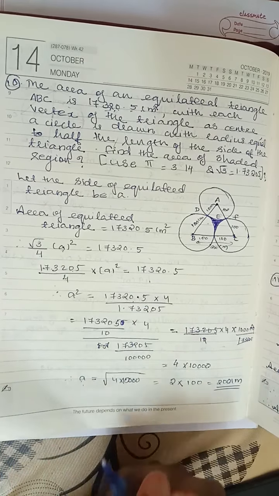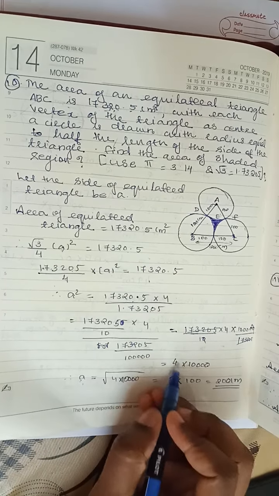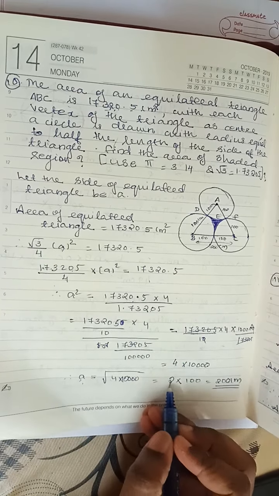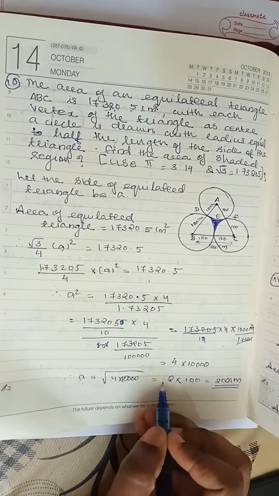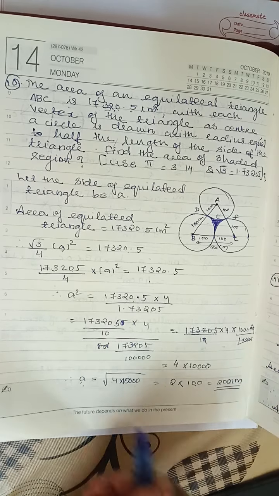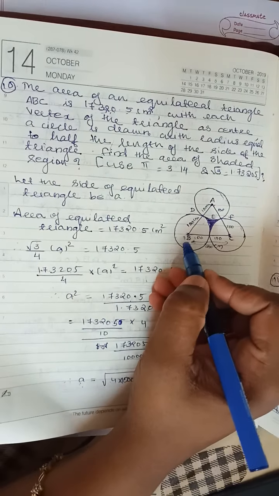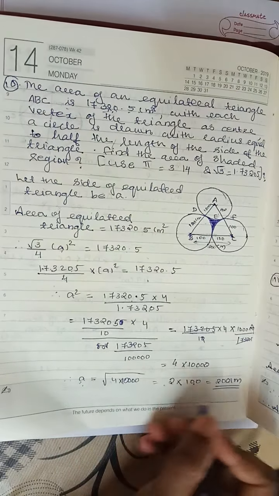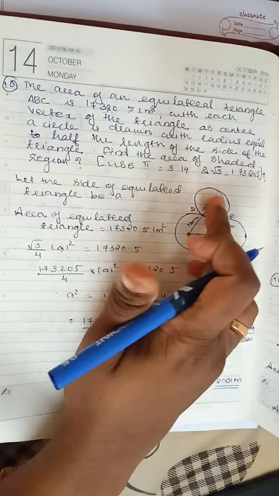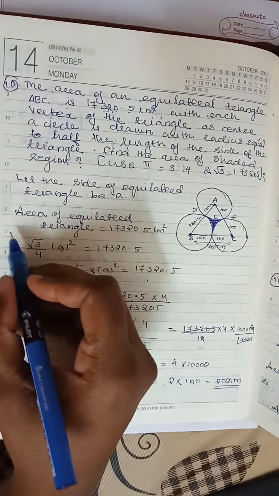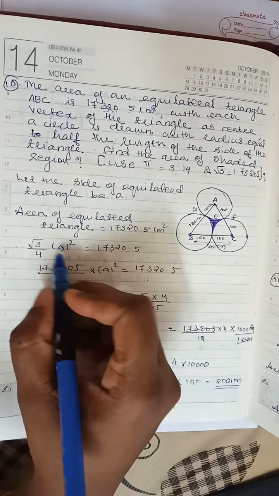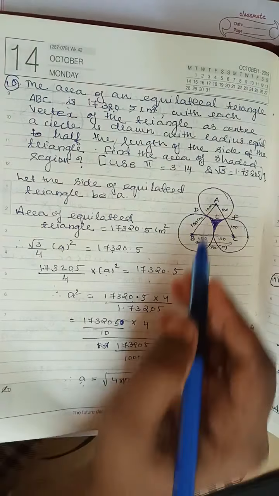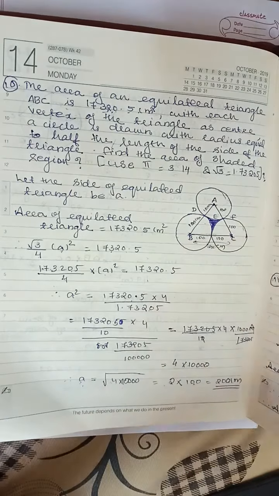So easily we can find out side. Side is equal to root of this number. Root 4 is equal to 2, and root of 10,000 is equal to 100. So 2 into 100 is equal to 200 centimeter. We got a side of this triangle A is equal to 200 centimeters. So first of all we have to find this side by using area of equilateral triangle, because value is given. From that we can find out the value of A. Value of A means equilateral triangle side.